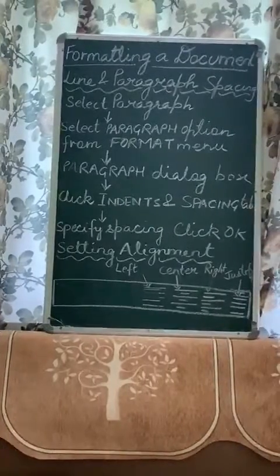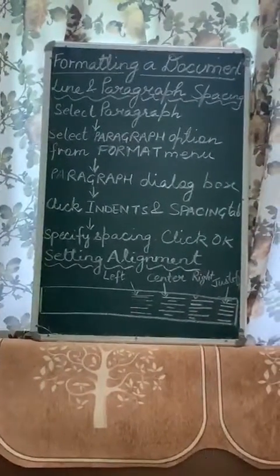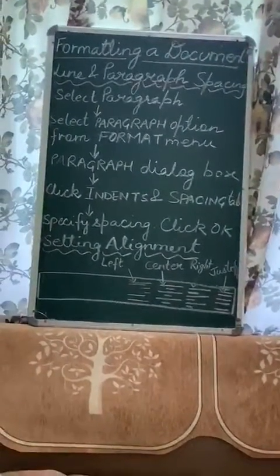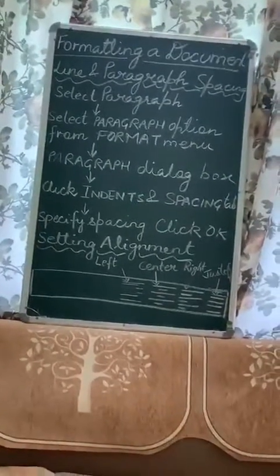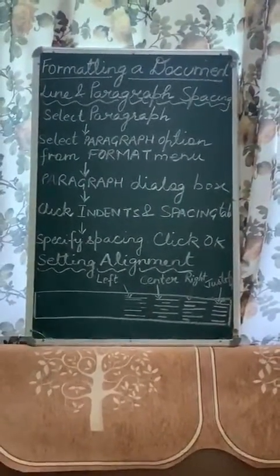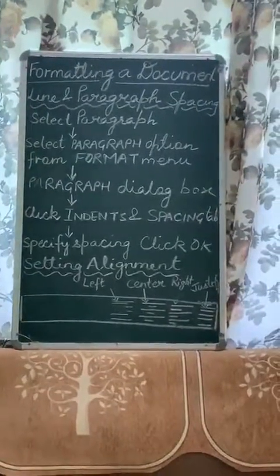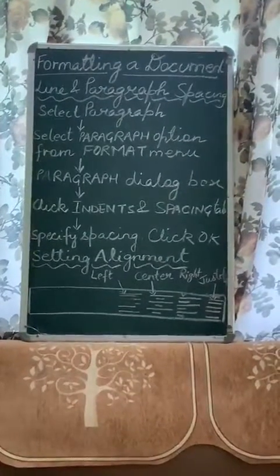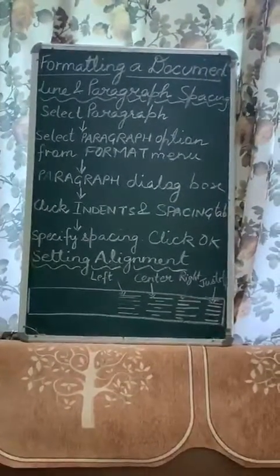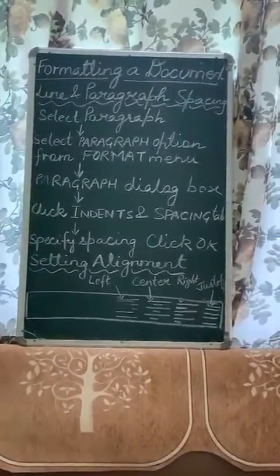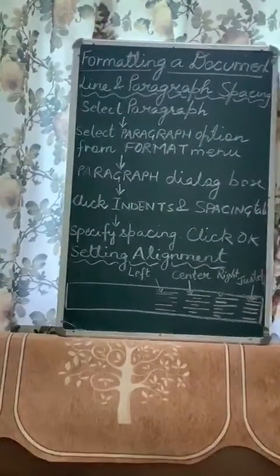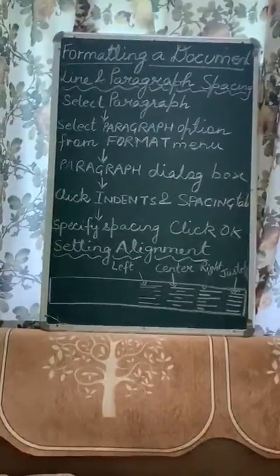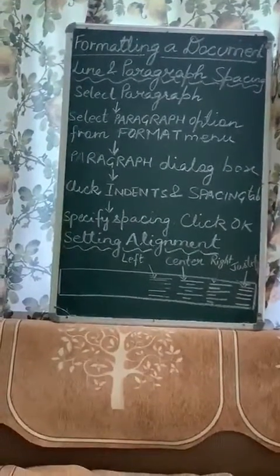Alignment, as you have studied in MS Word also, is the manner in which the text is placed within the margins of a page. The steps to change the alignment are the same as for line and paragraph spacing. That means first you select the text or the paragraph. Then you select the Paragraph option from the Format menu. A Paragraph dialog box will appear. In the case of line and paragraph spacing you clicked on the Indents and Spacing tab, and here you click on the Alignment tab.